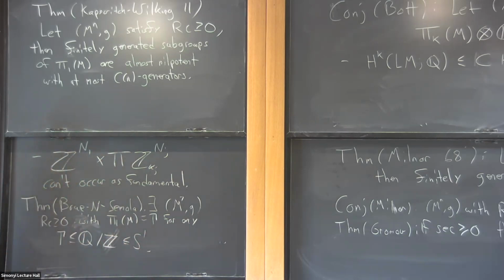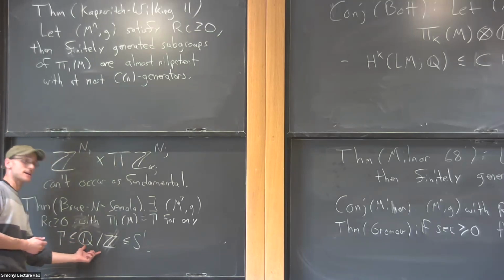So let me say that in words. In particular, take the rationals inside the circle. Think of the circle and think of all the rational points. That's the group. Then there's a manifold with non-negative Ricci curvature whose fundamental group is the rationals inside the circle.